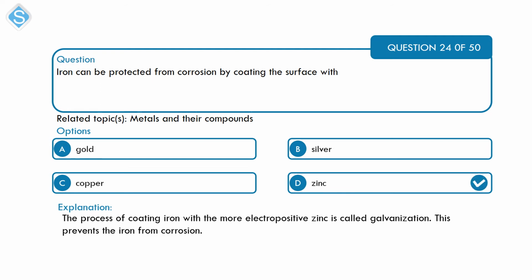Galvanization is a process by which iron is coated with zinc, and the purpose is to prevent the iron from corrosion. Another substance that could be used instead of the zinc is cadmium. However, the zinc is more available and it's cheaper.